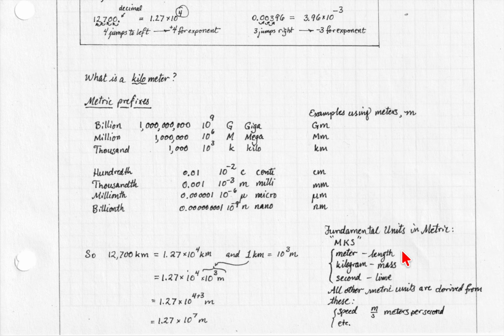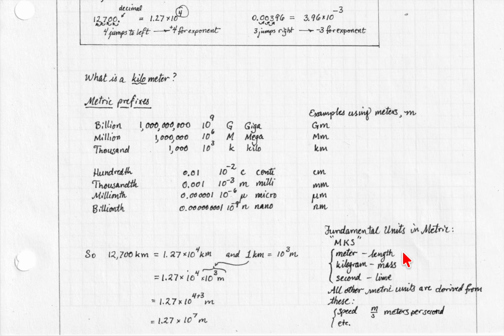So the fundamental unit of length is your meter, the fundamental unit of mass is your kilogram, and the fundamental unit of time, not lime, is the second. And all the other metric units that you're going to build up from that are derived from these. Speed, meters per second, although we don't really have a separate name for that. But like I said, energy will be in joules, and that's its own thing based around meters and kilograms and seconds. All right.